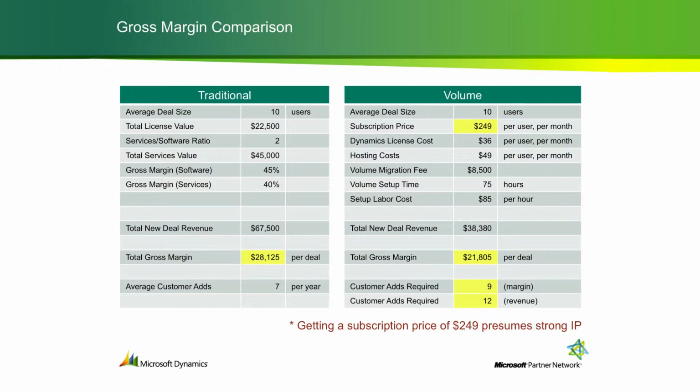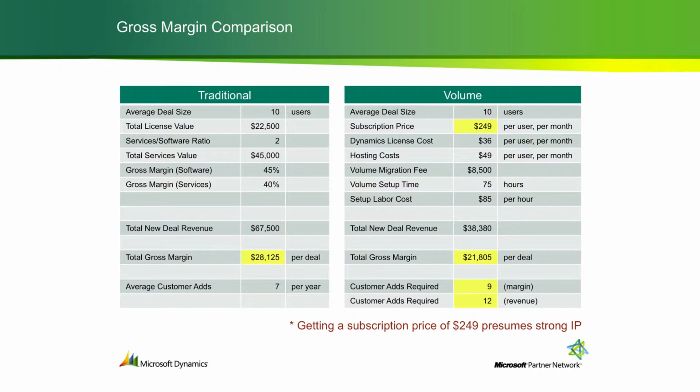And just taking the example on the left of a traditional model for 10 users, the licenses that they buy are probably around $22,500, assuming the average services to software ratio of a VAR today of 2. That means that this customer will spend about $45,000 in services. And if you get a gross margin on a software basis of say 45% as a partner and a services margin of 40, really pretty conservative assumptions, and in fact a little bit higher than the average.